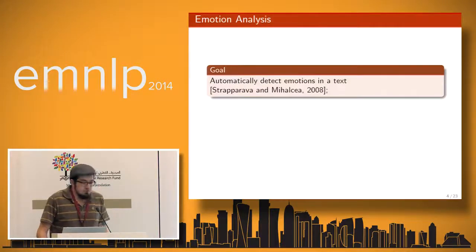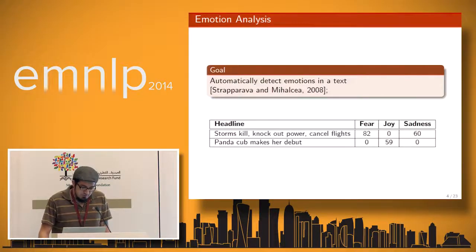So the goal of emotion analysis is to automatically detect emotions in a text. So for example, here we have a set of news headlines and a set of 3 emotions. And these emotions were annotated by humans usually. And you can see that it's a fine-grained task. We have a score that ranges, in this case, from 0 to 100.